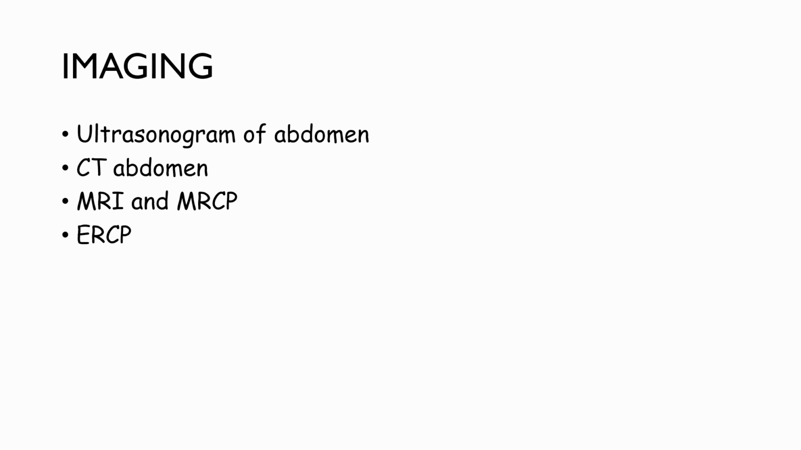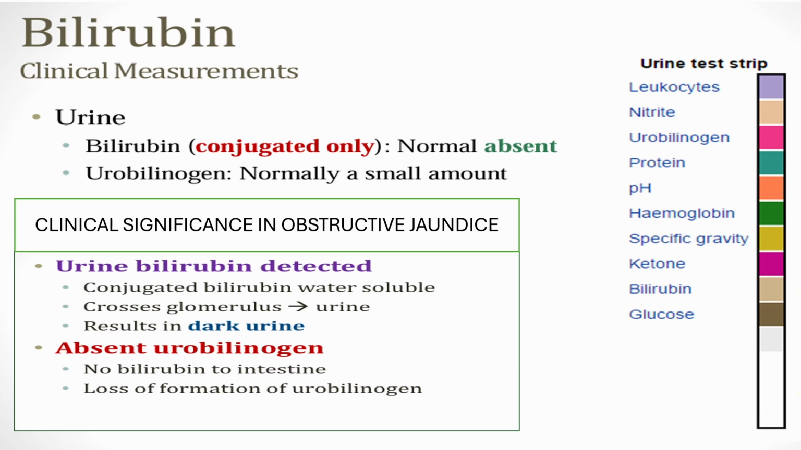Normally bilirubin is absent in the urine. The significance is that in obstructive jaundice, bilirubin will be present, and the one which is present will be only conjugated. Urobilinogen will be absent because the conjugated bilirubin is not reaching the intestine, so the stools will be pale in color. We will talk about some of the special tests which are ordered based on the suspected pathology.